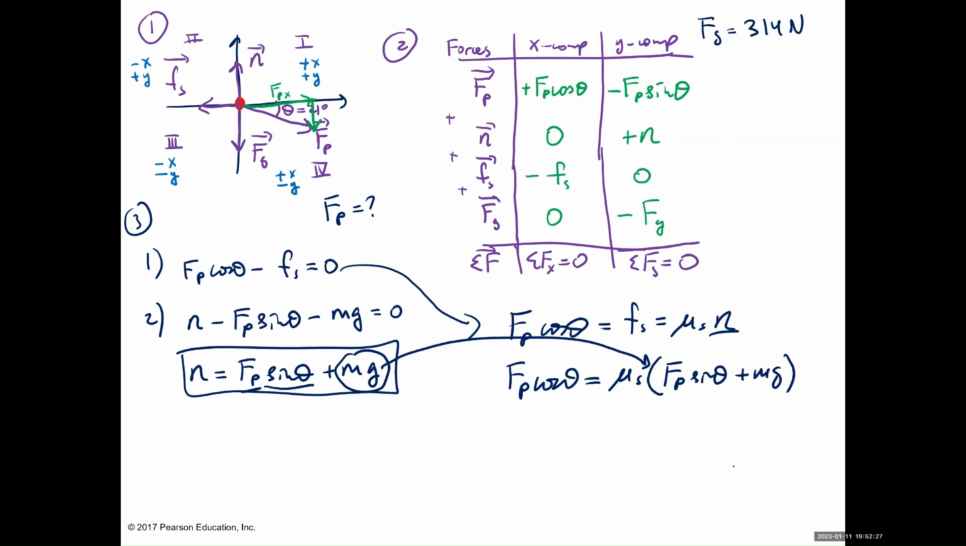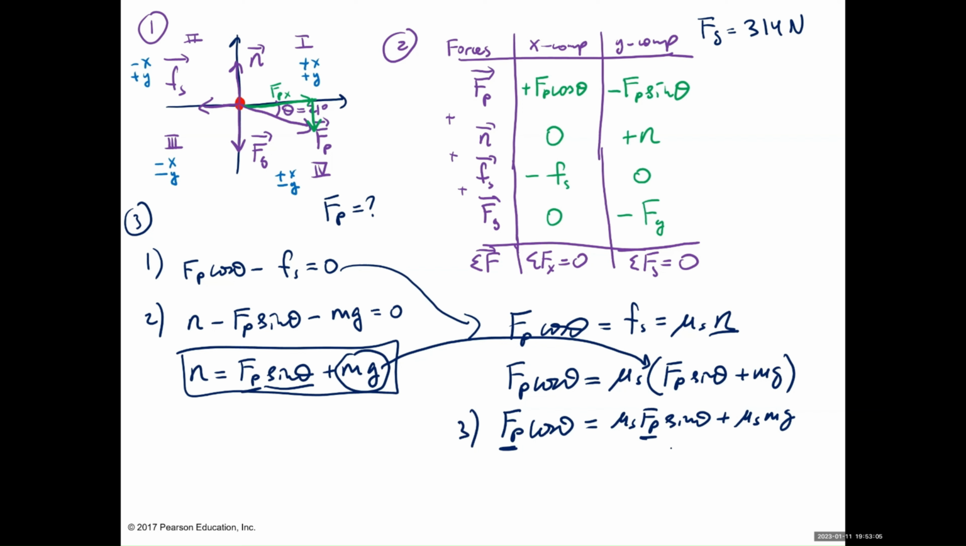So what I'm doing, I'm eliminating and combining together, and you can see right now, once I distribute this, which is Fp cosine theta equal, then this becomes mu s Fp sine of theta, then plus mu s times mg. All I have here is the only unknown in this particular equation. Let's call this equation 3, which is the combined equation. The only unknown is F of p.